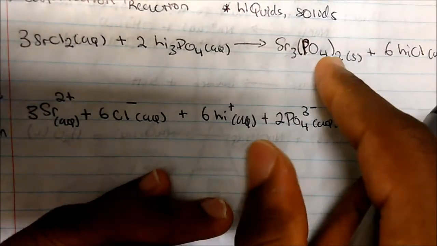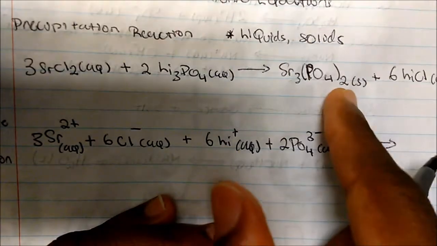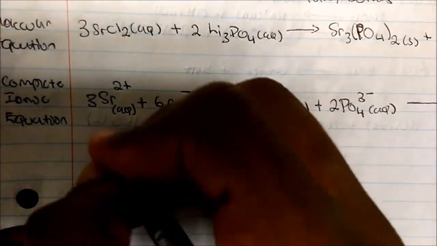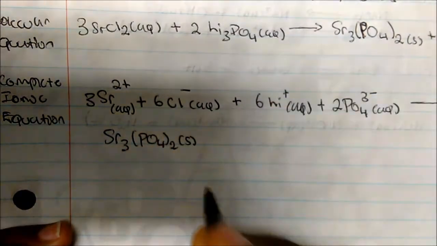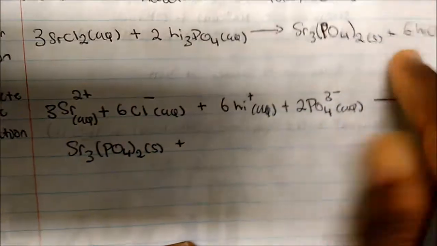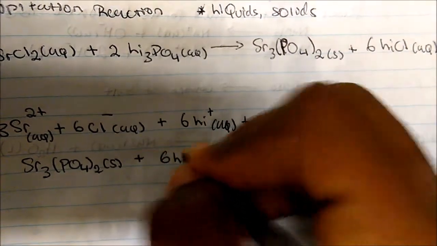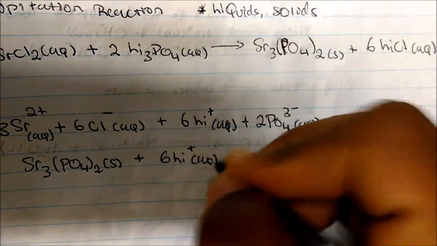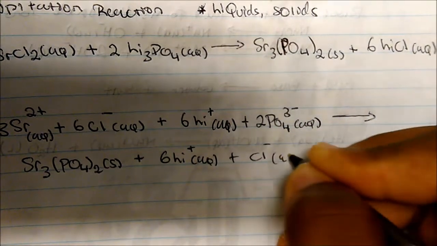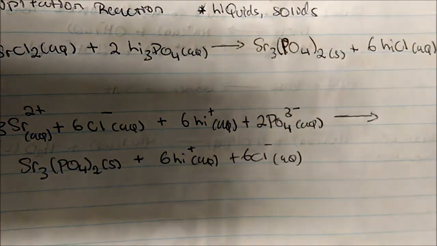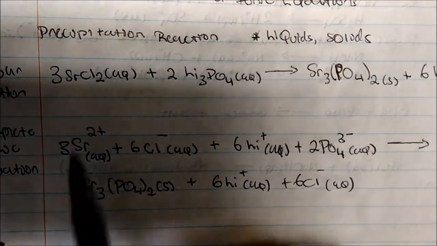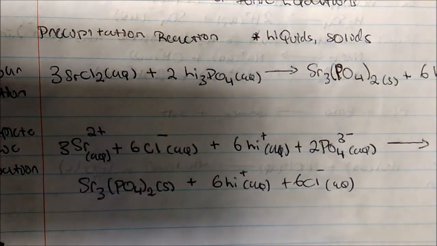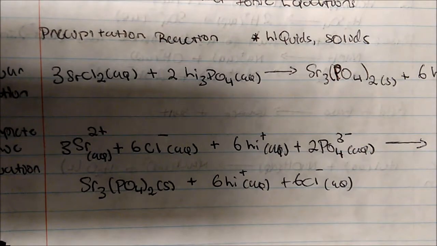Now be careful, this is a solid. Okay, so again, by this rule here, we don't break this up, so we're going to write it just as it is. So this is Sr3(PO4)2, and that's a solid. We don't break that up, but we do break this one up, okay? And this is 6 lithium plus aqueous plus 6 Cl minus aqueous. Okay, so what we're doing is distributing the coefficient to all the elements in the molecular formulas, and we need to be careful with their charges.